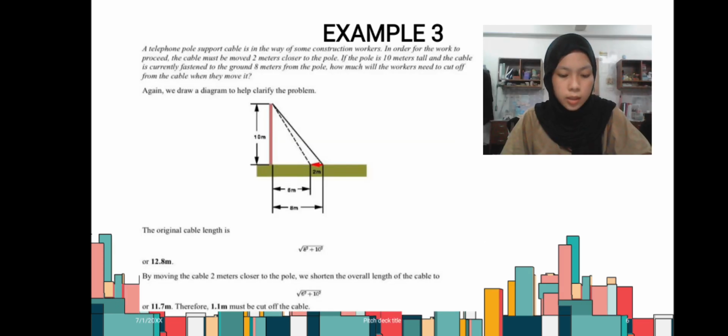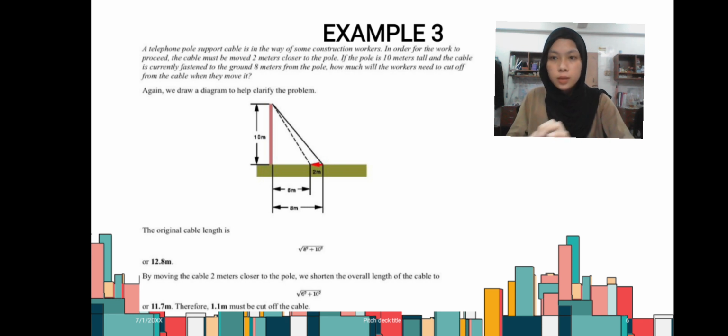The question is, a telephone pole support cable is in the way of some construction workers. In order for the workers to proceed, the cable must be moved 2 meters closer to the pole. If the pole is 10 meters tall and the cable is currently fastened to the ground 8 meters from the pole, how much will the workers need to cut off from the cable when they move it in? Again, we have a diagram to help clarify the problem.